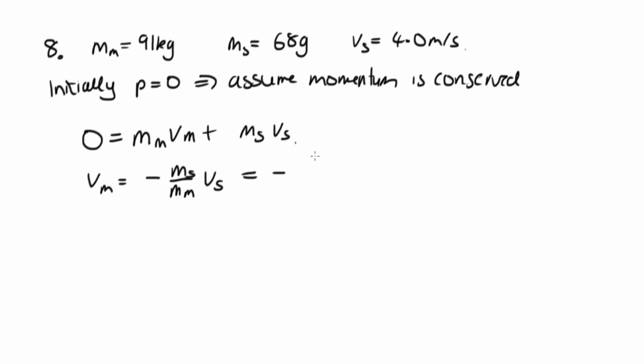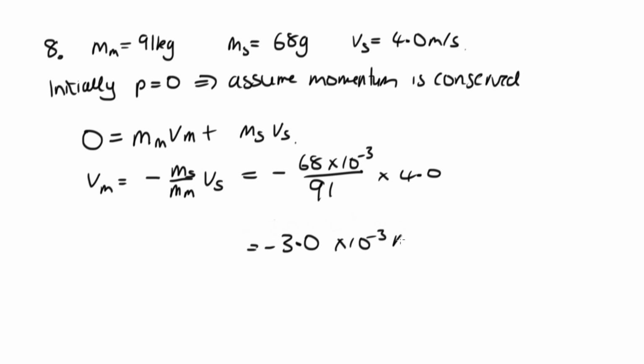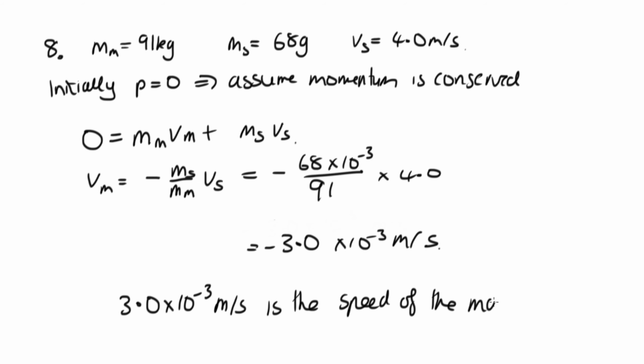So the mass of the stone is 68 grams. So that's 68 times 10 to the minus 3 kilograms. And the mass of the man is 91 kilograms. And then this is times 4 meters per second. So solving this, we get minus 3.0 times 10 to the minus 3 meters per second. Now, the negative indicates that the man is moving in the opposite direction to the stone. So we were only asked for the speed. So the speed is 3.0 times 10 to the minus 3 meters per second, the speed of the man. If we had to give a direction, we'd say in the opposite direction to the stone.